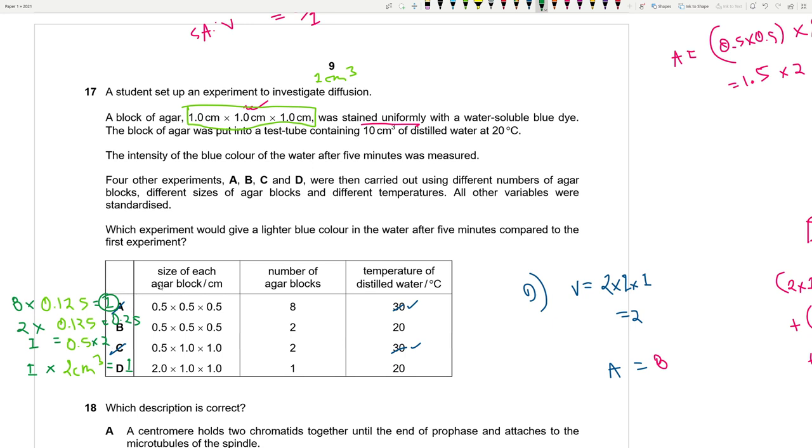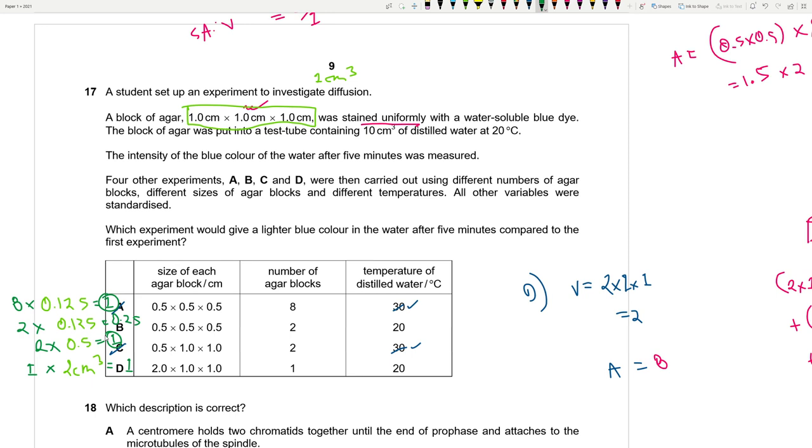So the logic is, it can't be A, right, because it has the same volume and greater temperature, so it will diffuse out faster, it will be darker. It can't be C because it has a greater temperature and the volume is also greater. It's 2 compared to 1, clearly. If you multiply 2 with 0.5, you're going to get 1. That's also 1. So A and C are actually both 1, and the temperature is greater. The same volume and greater temperature, so it will diffuse out faster.